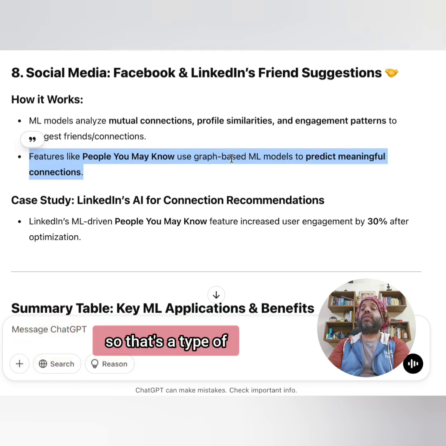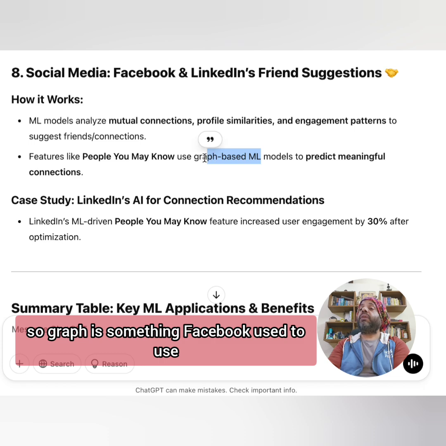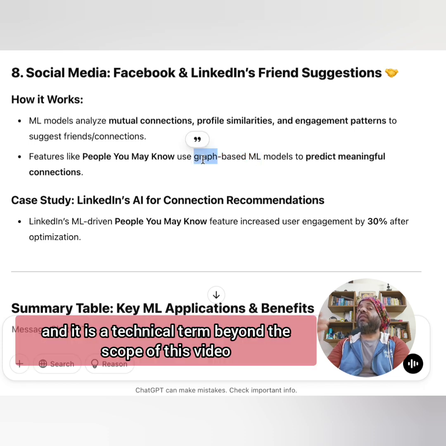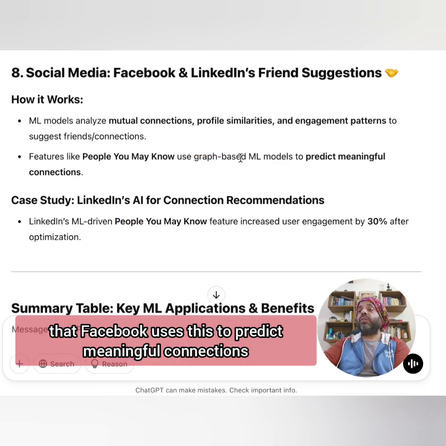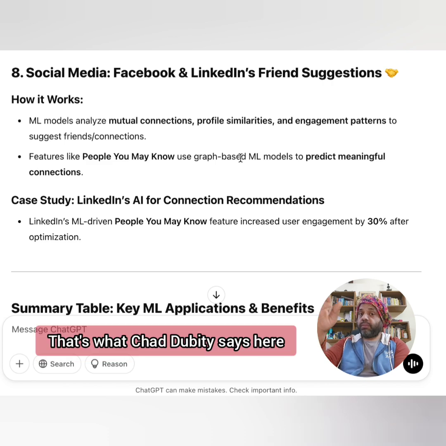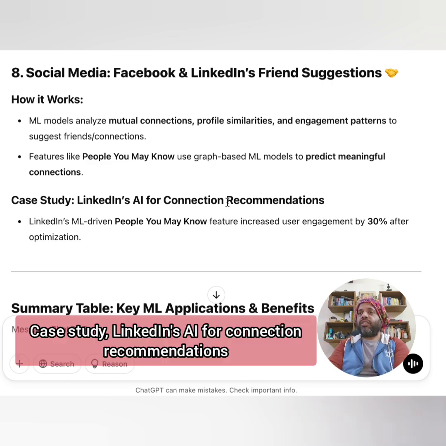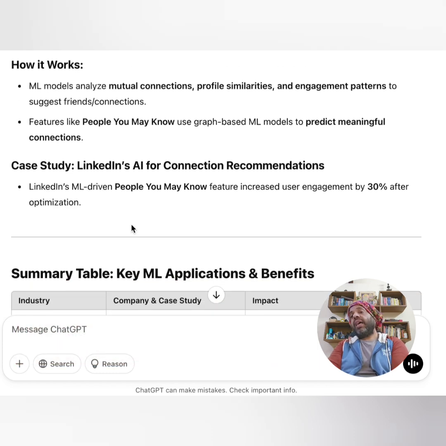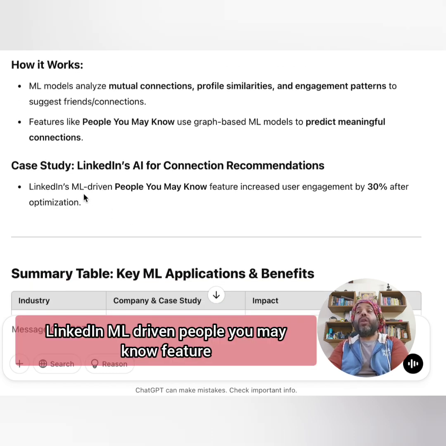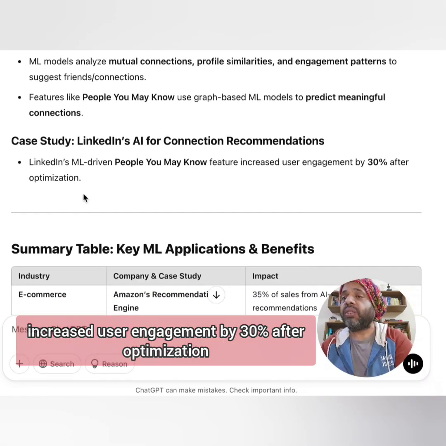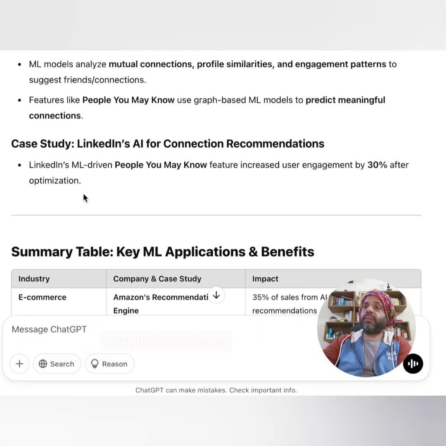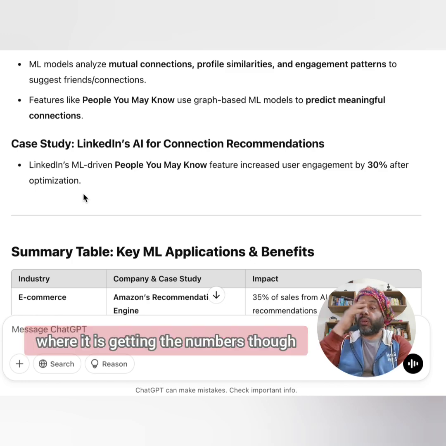Graph-based ML models. So that's a type of. Graph is something Facebook used to use, and it is a technical term beyond the scope of this video. All right. But yeah, you can understand that Facebook uses this to predict meaningful connections. That's what ChatGPT says here. Case study, LinkedIn's AI for connection recommendations. LinkedIn's ML-driven people you may know feature increased user engagement by 30% after optimization. Okay, that's what it says. I don't know where it is getting the numbers though.